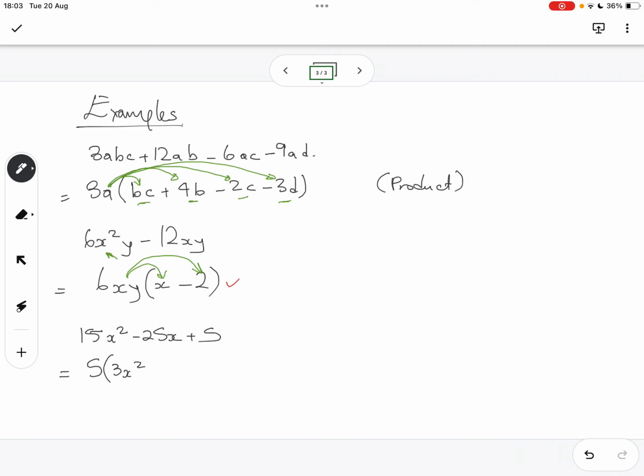Okay, so let's do the same type of thinking for negative 25x. If we took out 5 as the common factor, which is the correct highest common factor, then what must we multiply 5 by in order to get negative 25x? Negative 5x. 100%. So do you see why? Negative 5x. Okay. And if we take out the factor of 5 from positive 5, what must we multiply 5 by to get positive 5?